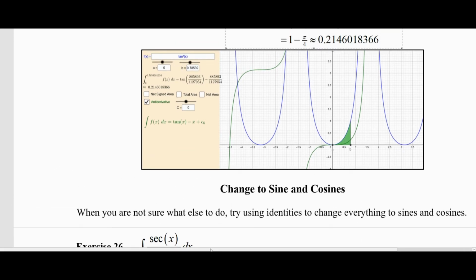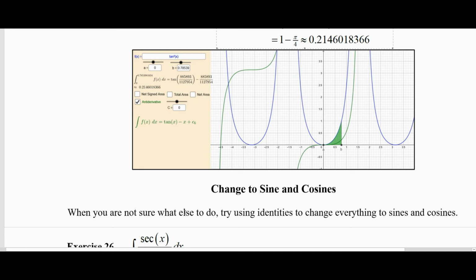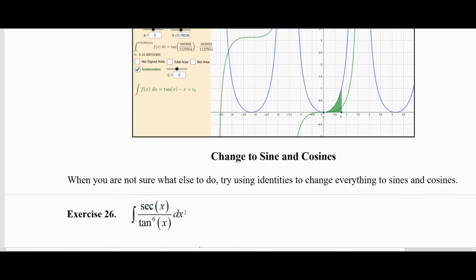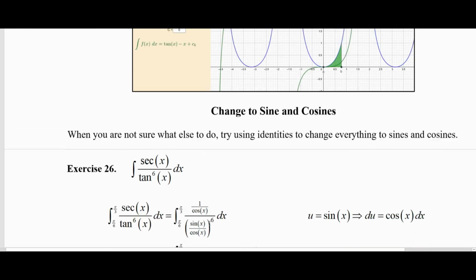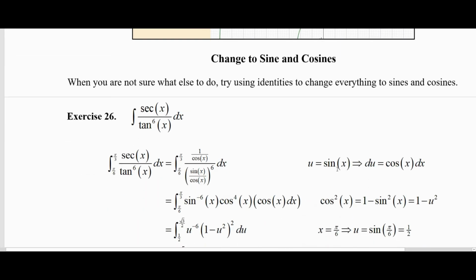When you're not sure what else to do, and all else fails, change things to sines and cosines. Here's an example where that could be useful. Secant of x over tangent to the 6th of x. So if we let u be sine of, well, switch to sines and cosines first. So secant of x is 1 over cosine of x. Tangent of x is sine over cosine of x. And then we're going to raise to the 6th power.